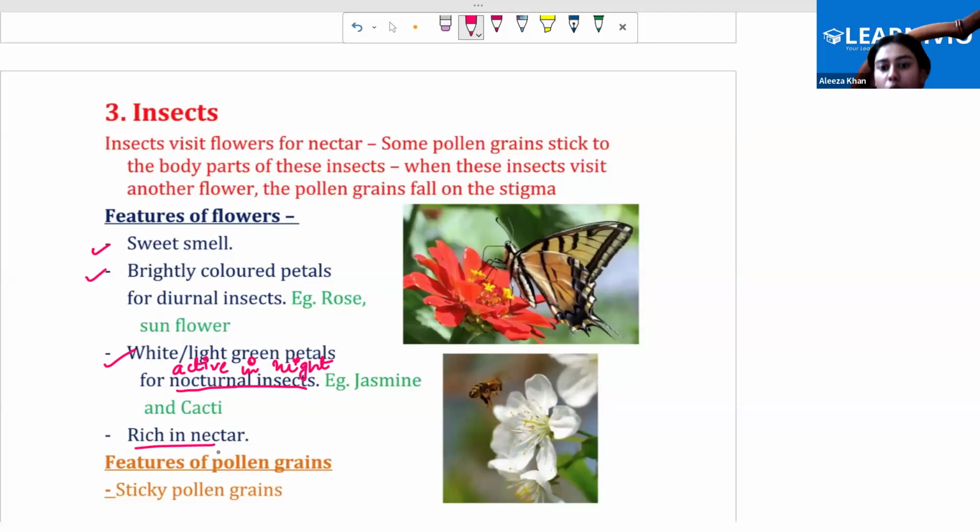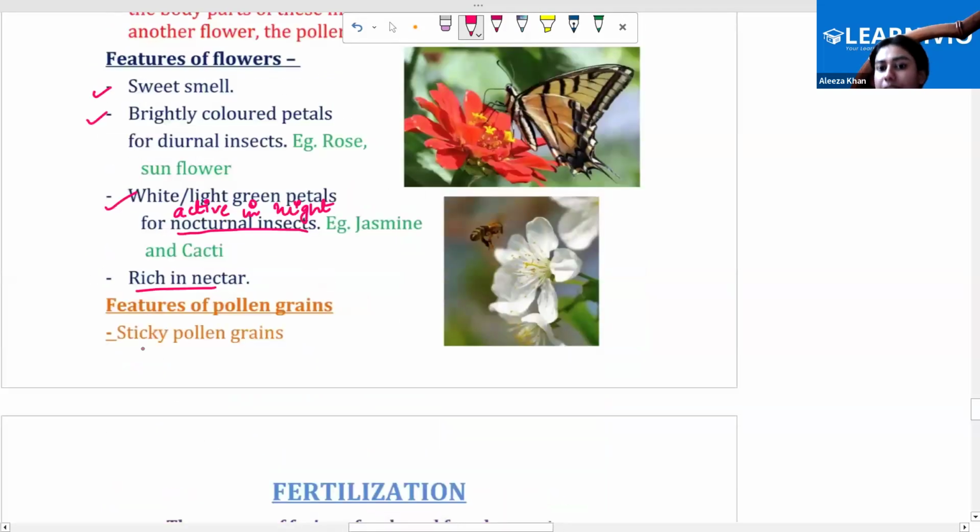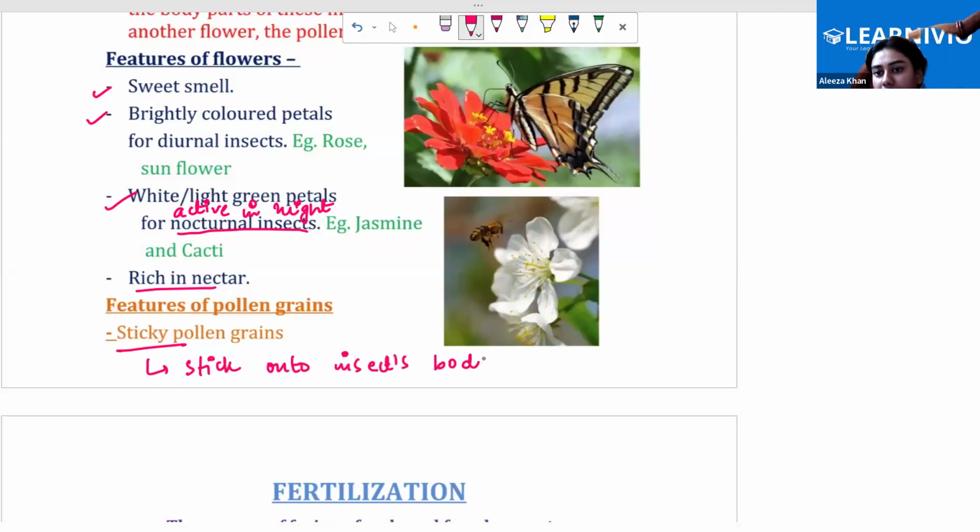Now, what could be the features of the pollen grain? They should be sticky. Why? So they can stick onto the insect's body easily, so that it will be carried by the insects to the other flower.